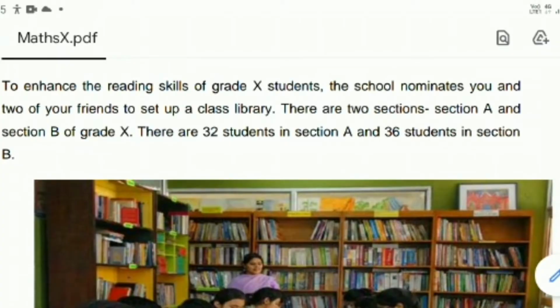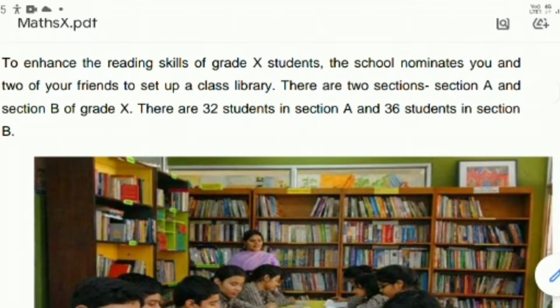So CBSE has released Mathematics Question Bank for class 10 students, and today we will discuss the real numbers part. So let's get started.